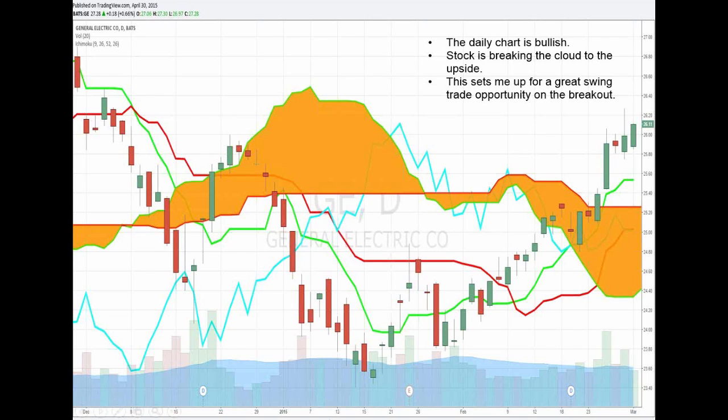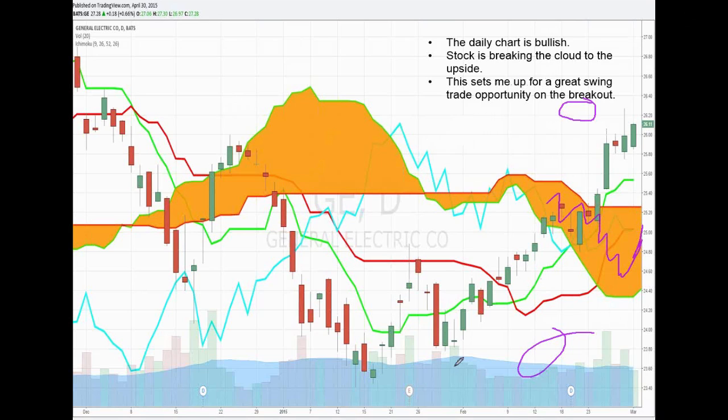We have a shaded area here. You see this orange shaded area. Anything trading above the shaded area, and by shaded area I mean this orange shaded area here, anything trading above the shaded area is in bullish territory. Anything trading below it is in bearish territory. On breaks of the cloud to the upside or downside, I also would expect stock to continue with momentum in that direction.